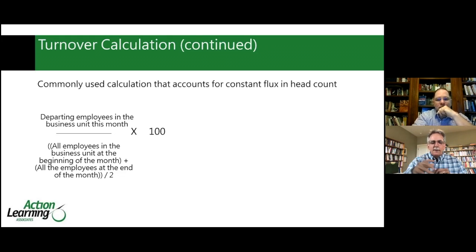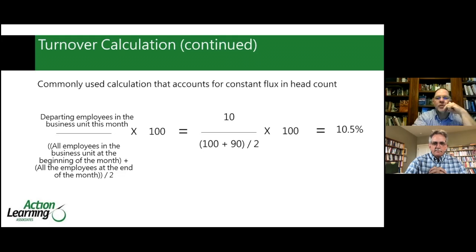The denominator will reflect that average. It takes into account that flux of people moving in and out. So numbers wise, 10 divided by 100 plus 90 divided by 2, that's 95. So 10 divided by 95 times 100 is 10.5%. That's the most common calculation, the approach for more complex organizations.